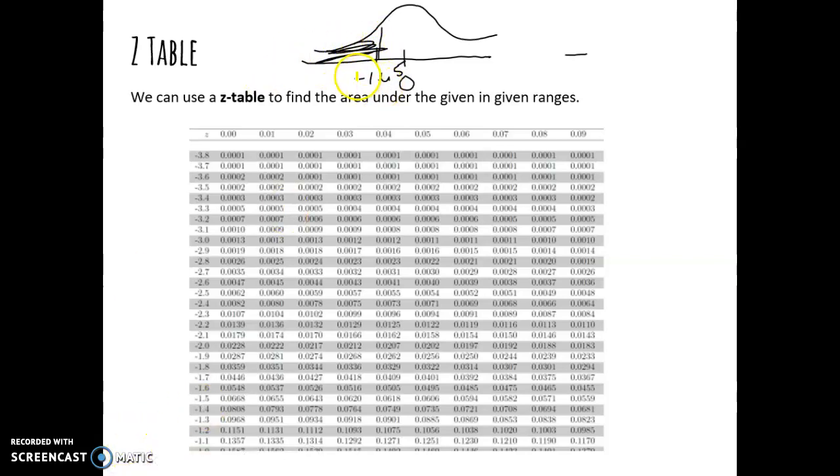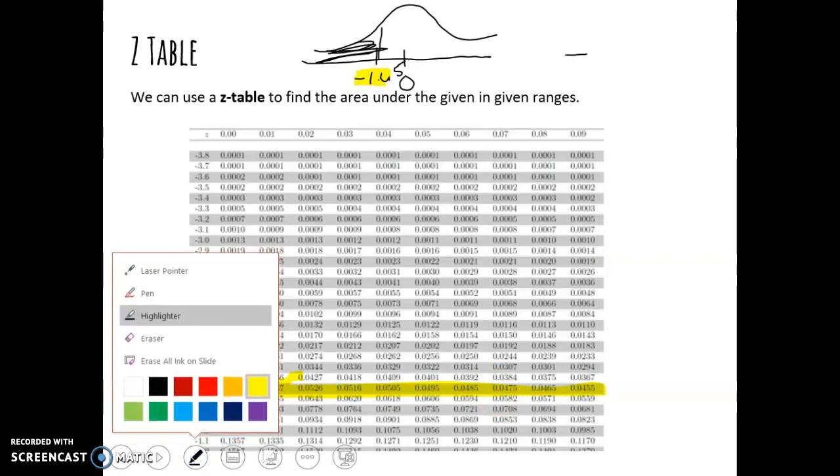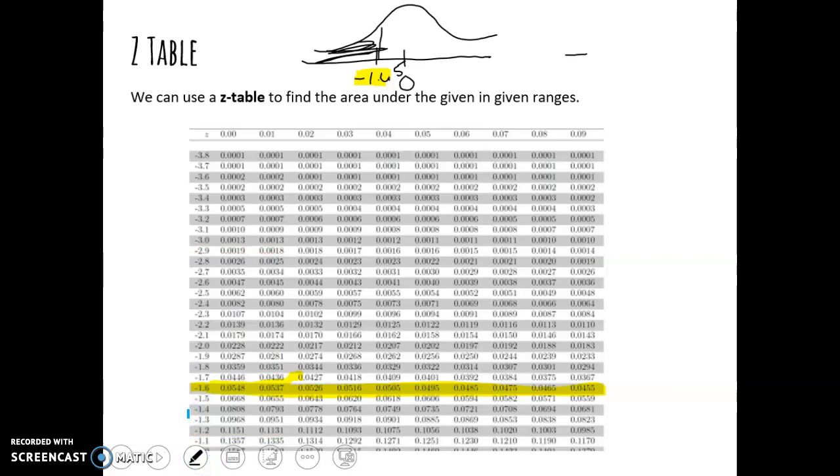So what we would do is find negative 1.6 on the left here. So here it is right here. I'm just going to highlight that whole row right here, the negative 1.6. And then we'll do a blue for the other one, 5. You would find 0.05 at the top.